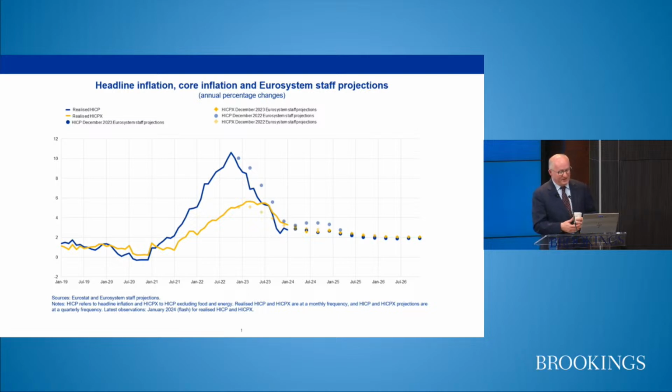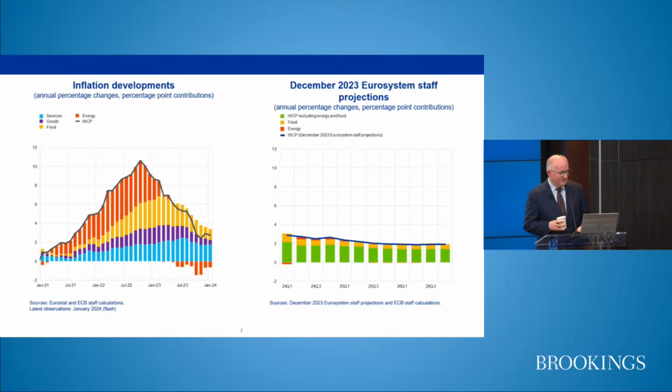Let me also say you can see the role of energy and food by the big gap between headline and core inflation here. So core inflation picked up as well, but later. The peak of core inflation was more like July 23, not late 22. But also it's been visibly coming down in recent months. So we have both of these dynamics, and I'll come back to that quite a bit.